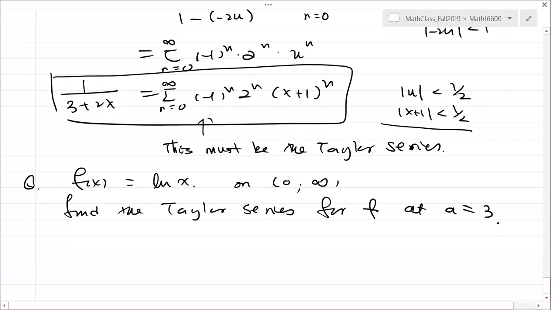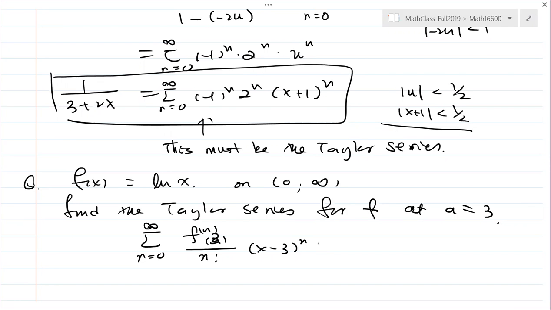That means I need to find the coefficients, right? It's 3. So f^(n)(3) over n factorial times (x minus 3) to the n. This is by definition. So you still have two different ways to solve this problem.